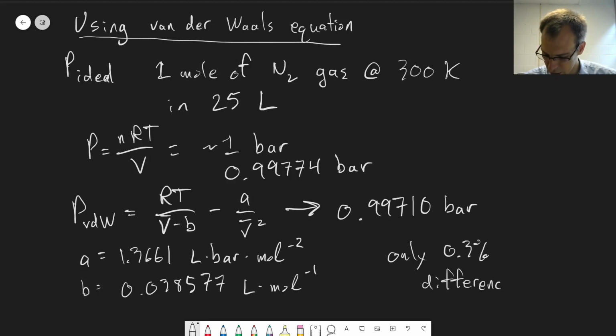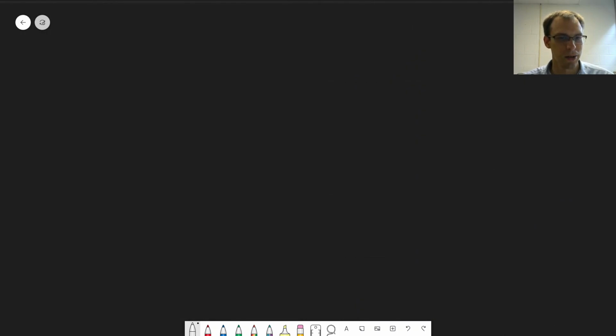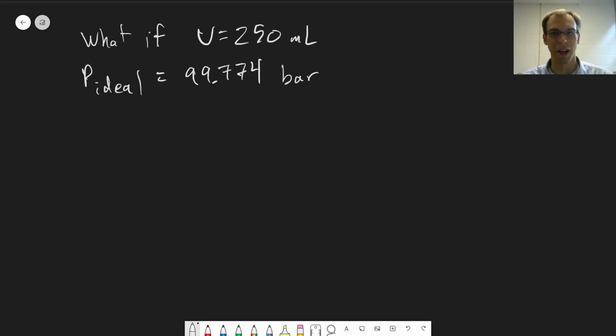So there's really not a whole lot of point to going to the trouble of using the van der Waals equation if we're talking about places where the ideal gas law works well. But let's change this. What if we have it compressed to a much smaller volume? What if we decrease the volume from 25 liters to just 250 milliliters, 0.25 liters? So 100 times smaller volume. So the pressure should go up about 100 times. The ideal gas law does exactly that. You just multiply by 100 and you'll get the same answer, 99.774 bar, because according to the ideal gas law, they're just directly proportional to each other.